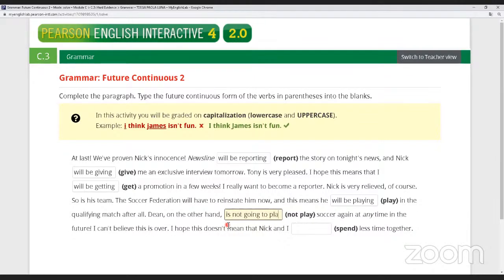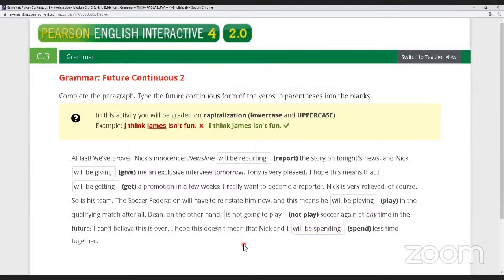To play soccer again at any time in the future. I can't believe this is over. I hope this doesn't mean that Nikki and I will be spending less time together.